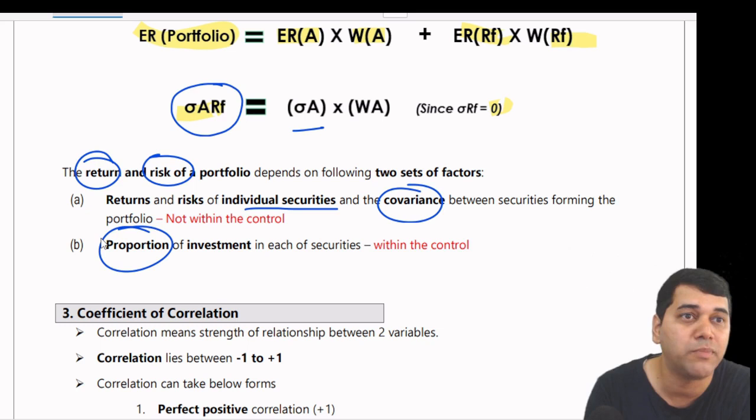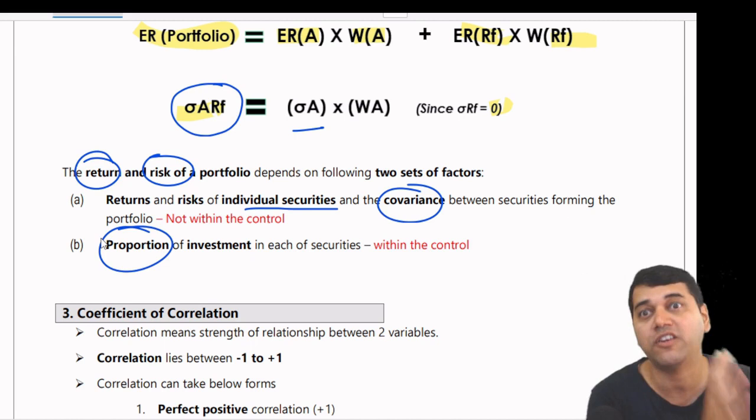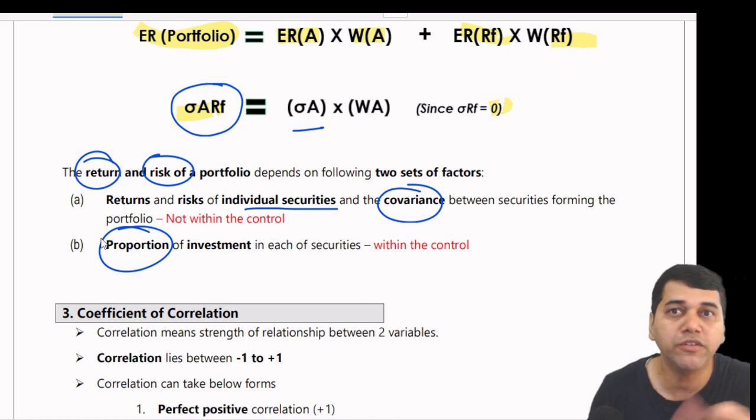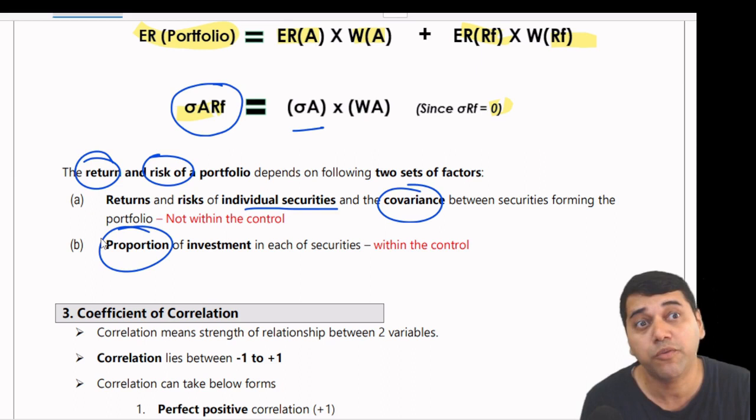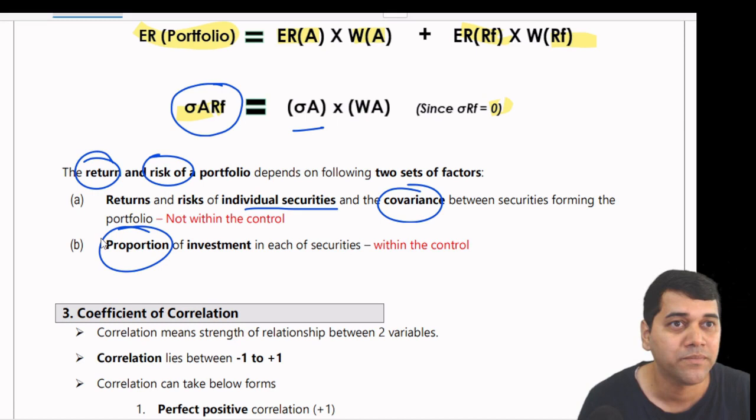This way, you can maximize the return of the portfolio and minimize the risk of the portfolio. Why? Because individually, can you address the risk? The standard deviation of Infosys, can you touch it? No. But by changing the proportion, you can bring the risk of the portfolio below the individual risk of the Infosys stock. Followed, no?